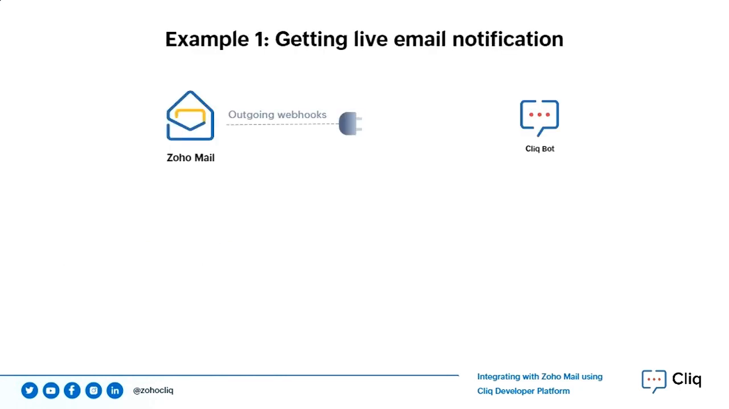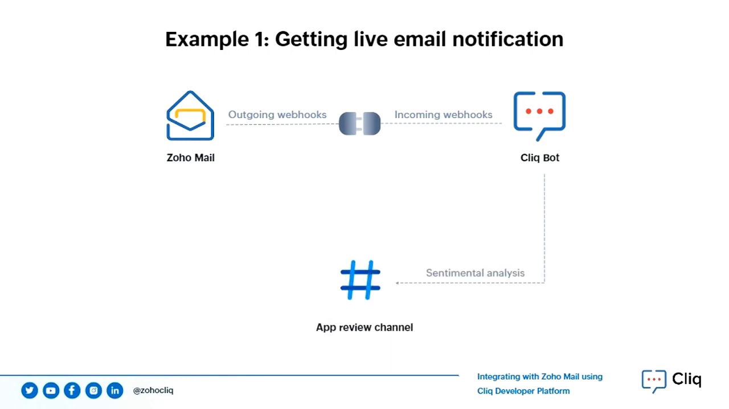Let's have the first example. Here you can see the flowchart of what we're going to do in this example. Let's say we have an app, let's call it Zill Notes, that is in the closed alpha stage. On the other hand, selected people have got their hands on it and are trying it out. We've asked them to submit their reviews through email.